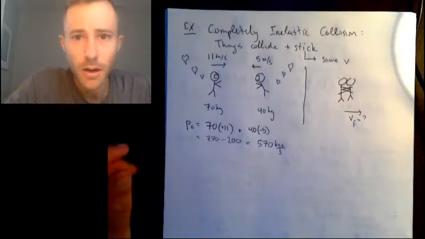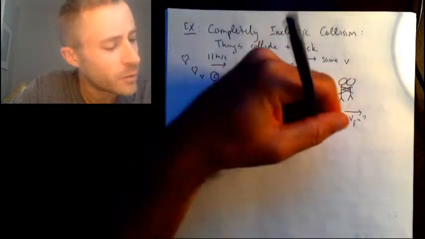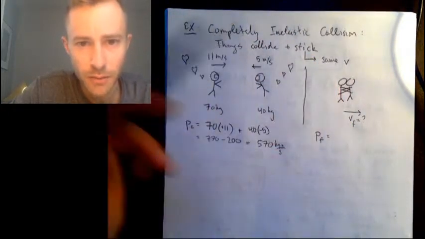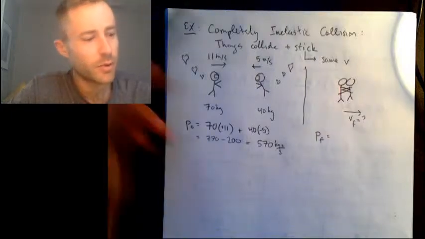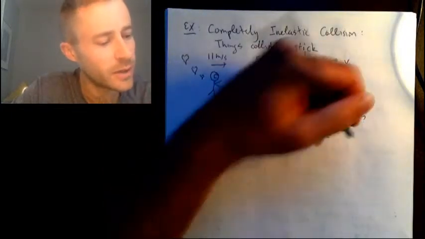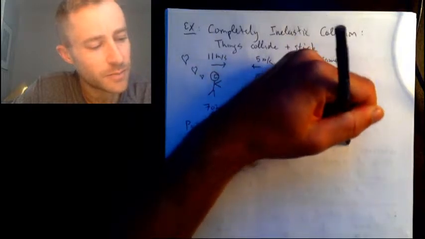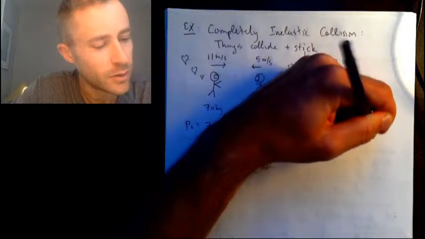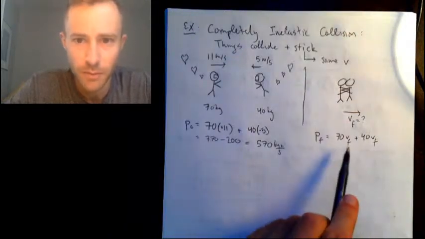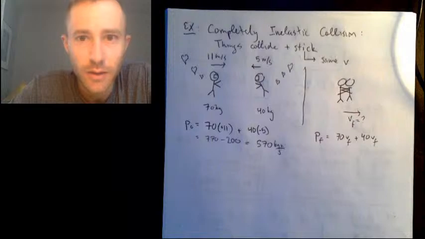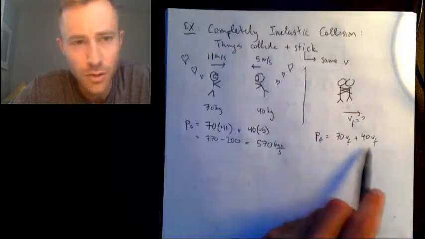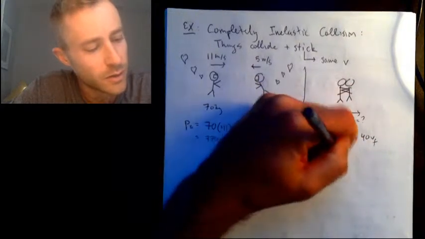Okay. The final momentum is going to, again, be the momentum of the first person plus the momentum of the second one. So 70 times v final plus 40 times v final. Notice how I'm using the same variable for both of their velocities because they are stuck together after the collision. They collided and held on to each other. Okay? So that allows us to collect like terms. So we get 110 v final.